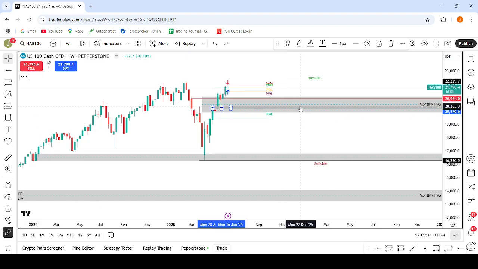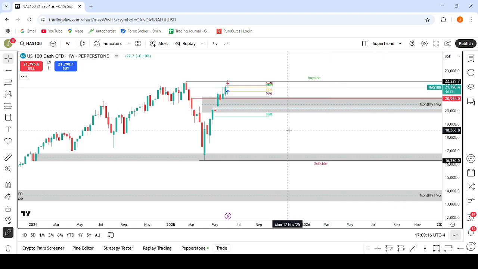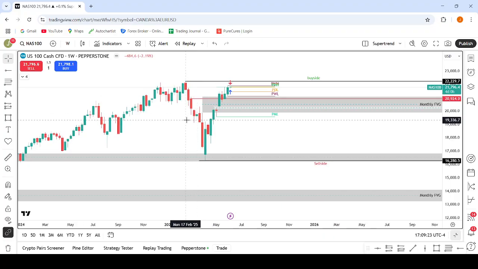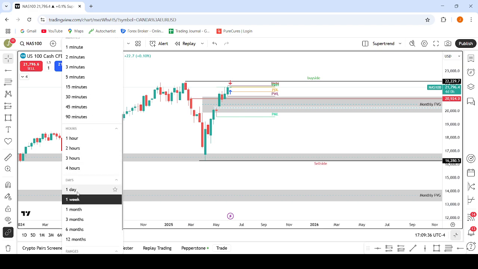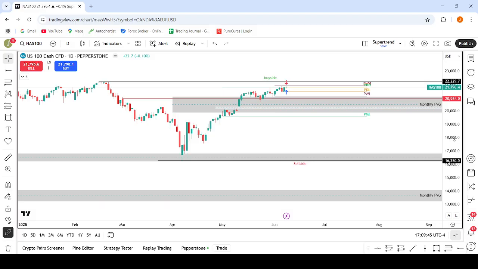Okay, and I'm just going to make it white. Right, and then up here we have a weekly fair value gap. I don't think I need to put that on right now. Let me just go down to the day. I think at this point, so now we're at the day.